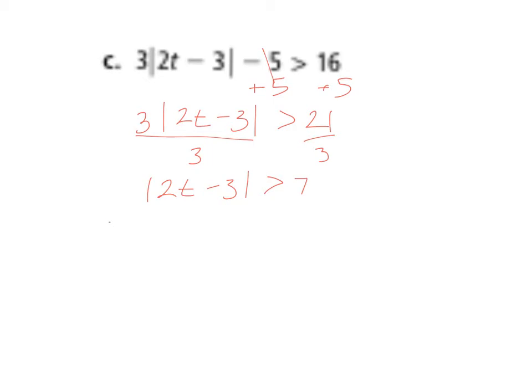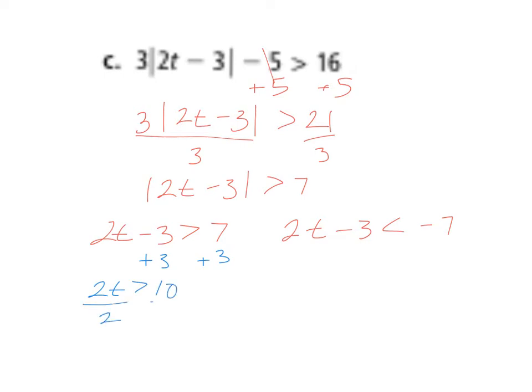Now we're going to split it. 2t minus 3 greater than 7. 2t minus 3 less than negative 7. Over on the left hand side, I'm going to start by adding 3 to both sides. 2t is greater than 10. Divide both sides by 2. T is greater than 5.